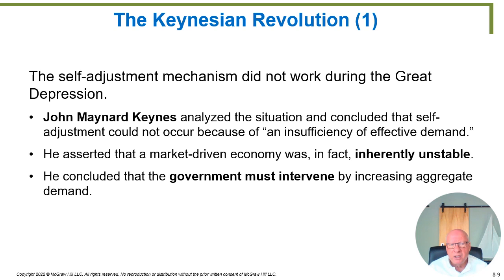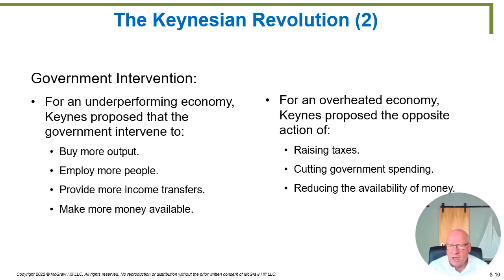So at this point, John Maynard Keynes, a very famous English economist, comes up with the theory that economies are not inherently stable, they are inherently unstable. And it's government's duty to intervene in order to readjust the economy by changing the aggregate demand. And these are the kinds of things governments can do. Let's do the far left column first.